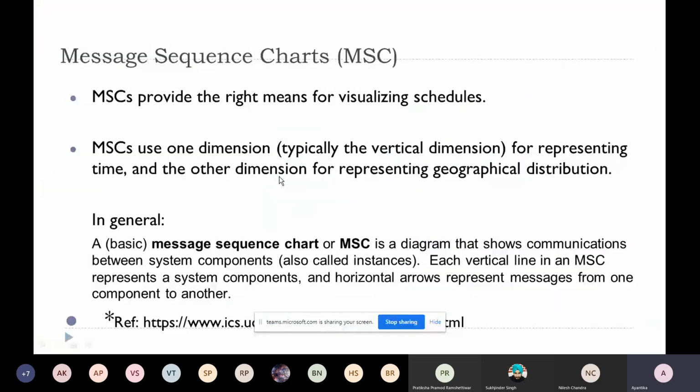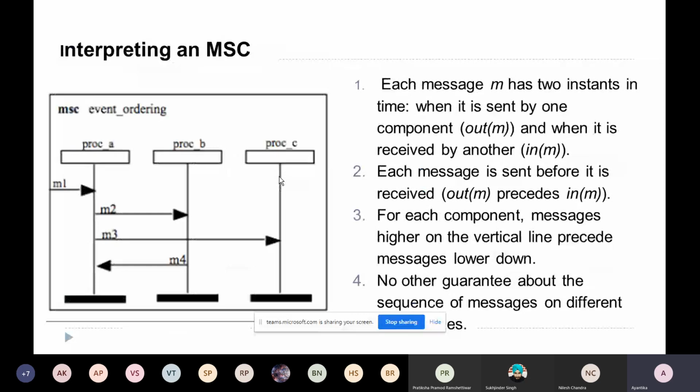One is a message sequence chart. Now, since we have discussed so many types, I think these parts will not be very complex for you. So message sequence chart means you are considering, as you can see in this diagram, different methods, and we are considering exchanges of messages between these methods or between these processes.